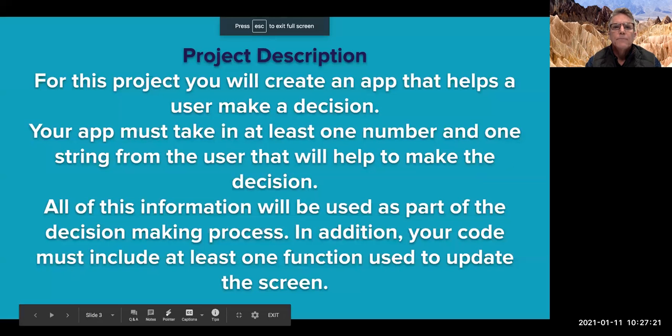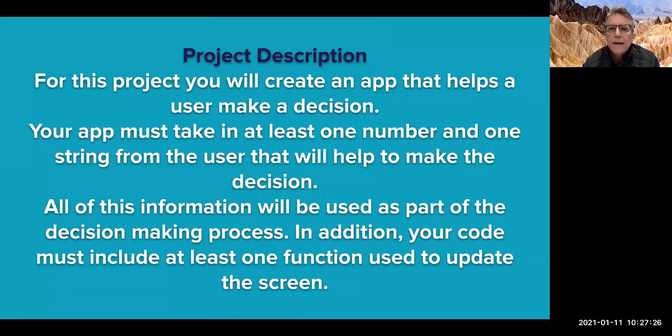So for this project, you will create an app that helps a user make a decision. Your app must take in at least one number and one string from the user that will help to make the decision. All of this information will be used as part of the decision-making process. In addition, your code must include at least one function used to update the screen, right? That's what this is all about: declaring a function at the bottom of your program, and then calling it during your program. We've all looked at that. We all understand that. Okay?